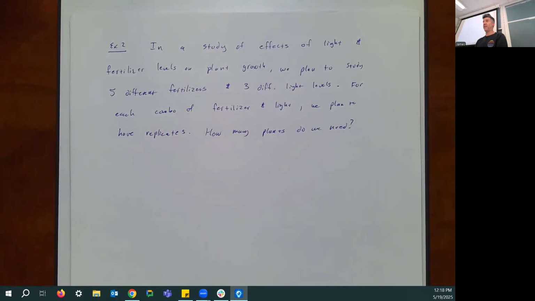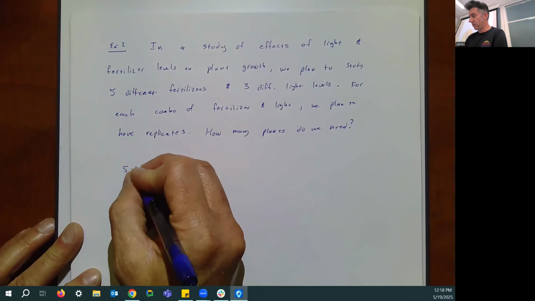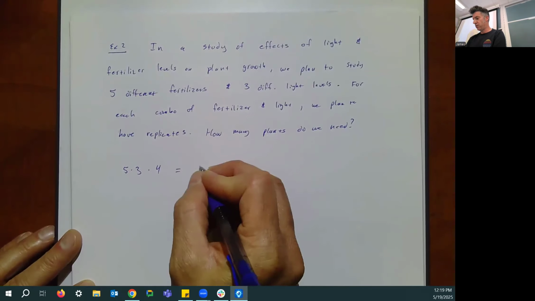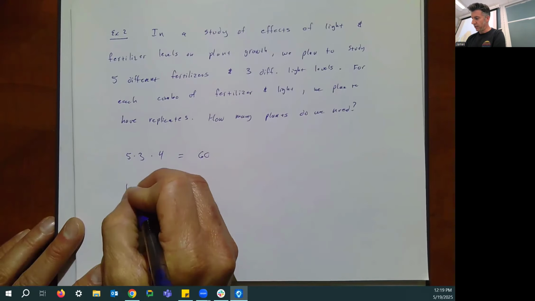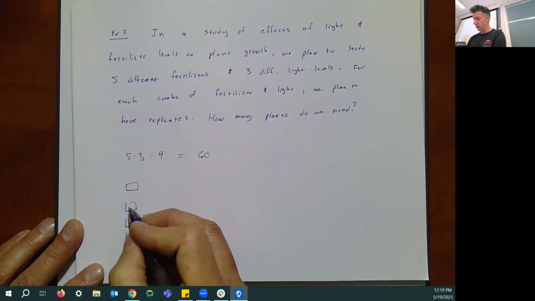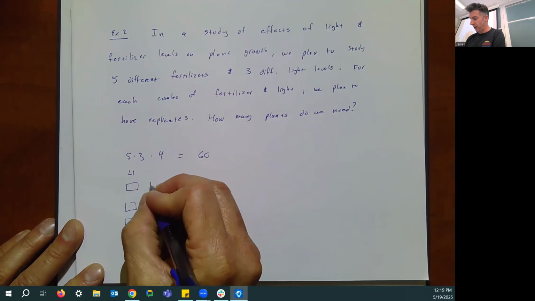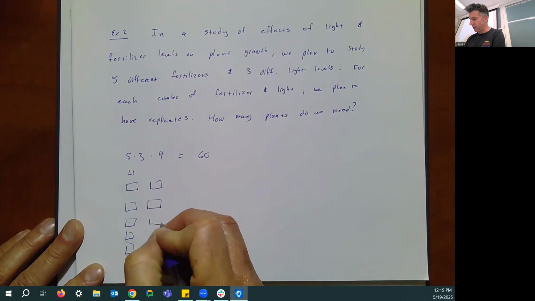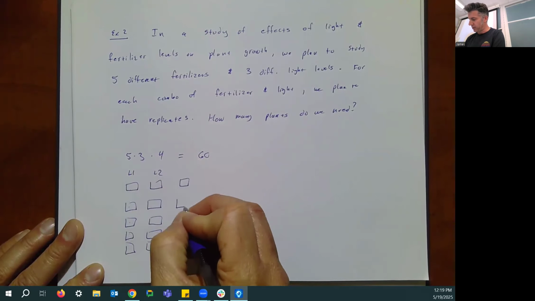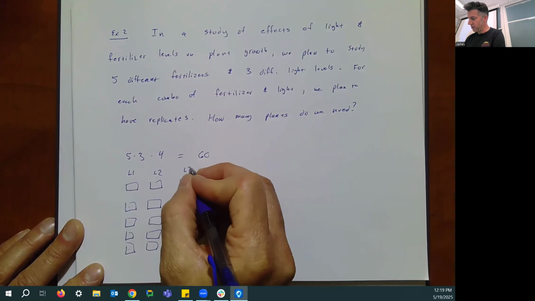Well, I think we need 5 times 3 times 4. 5 different fertilizers, 3 different light levels, 4 plants at each level. You could draw a little picture here. Say I have 5 different fertilizers: fertilizer 1, 2, 3, 4, and 5, and that's at light level 1. And then we could have another 5 different fertilizers at light level 2, and another 5 different fertilizers at light level 3.